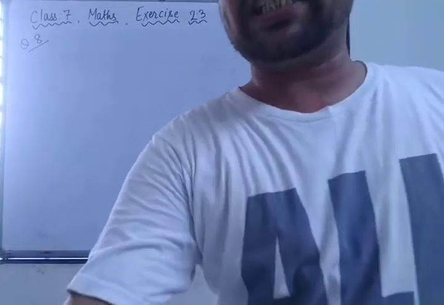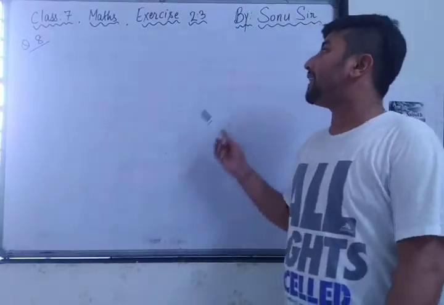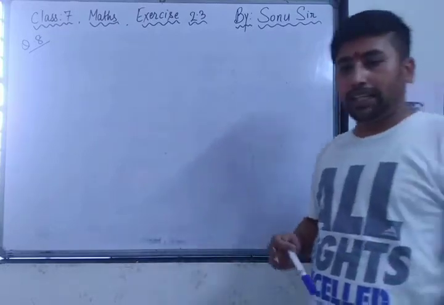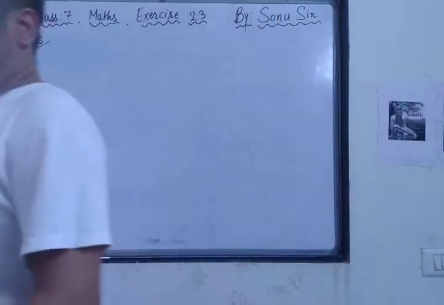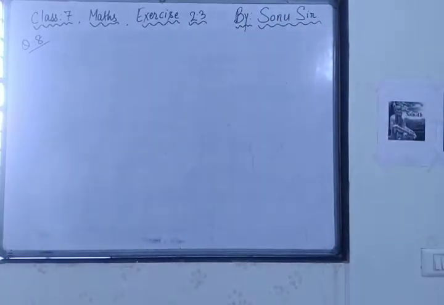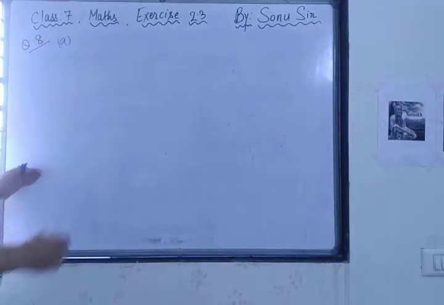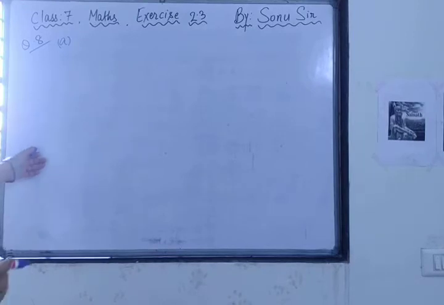Today we are going to discuss class 7 maths exercise 2.3 question number 8. So let's start question number 8. In this question, provide the number in the box such that, means they are giving you fill in the blanks type questions. So first let us write the question number 8A. Question A is provide the number in the box.